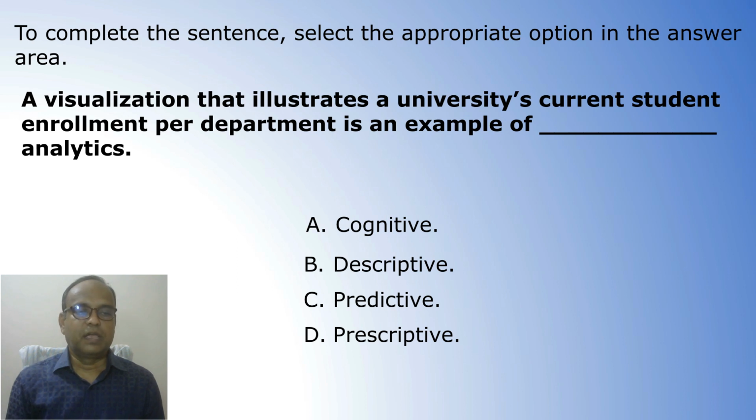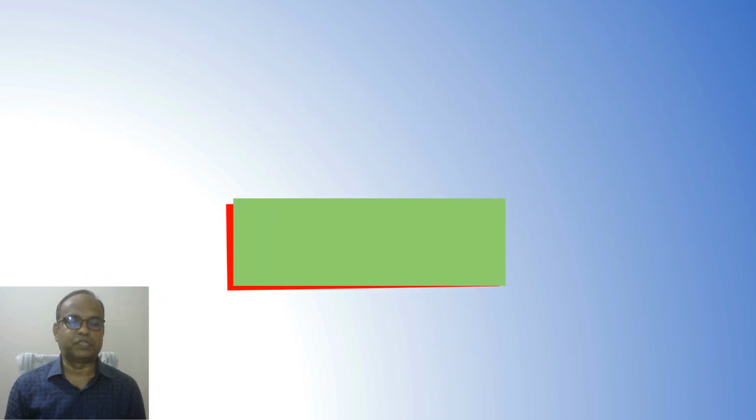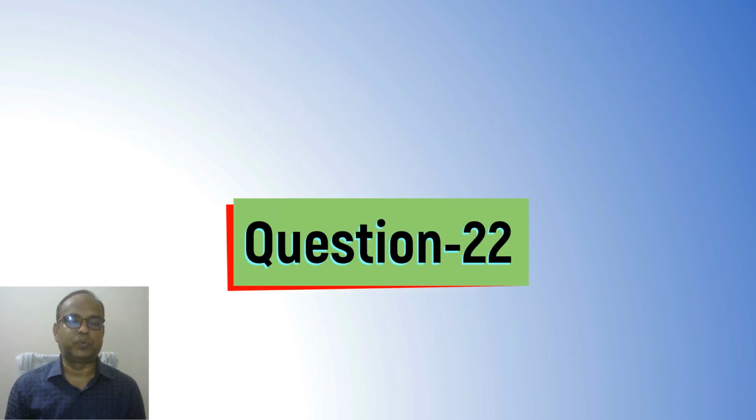Answer. It's an example of descriptive analytics because the simplest way to define descriptive analytics is that it answers the question what has happened. This type of analytics analyzes the data coming in real time and historical data for insights on how to approach the future. So the correct option is descriptive analytics. Next question. Question number 22.